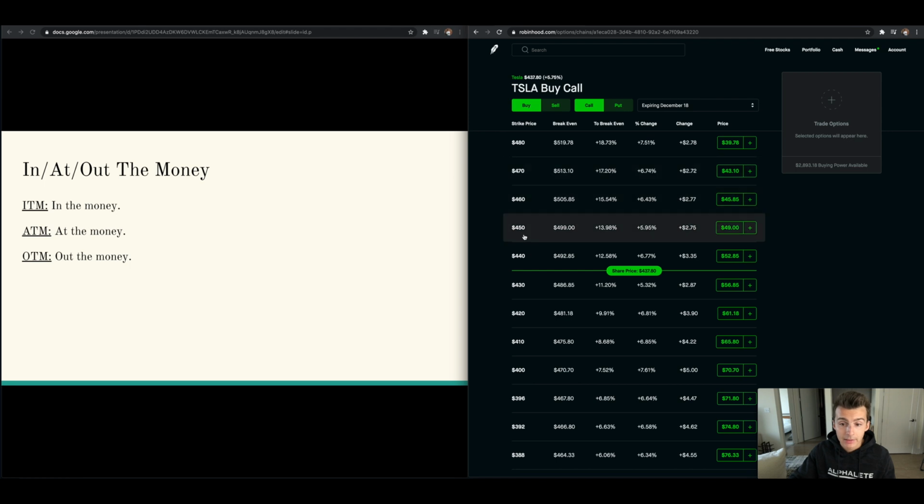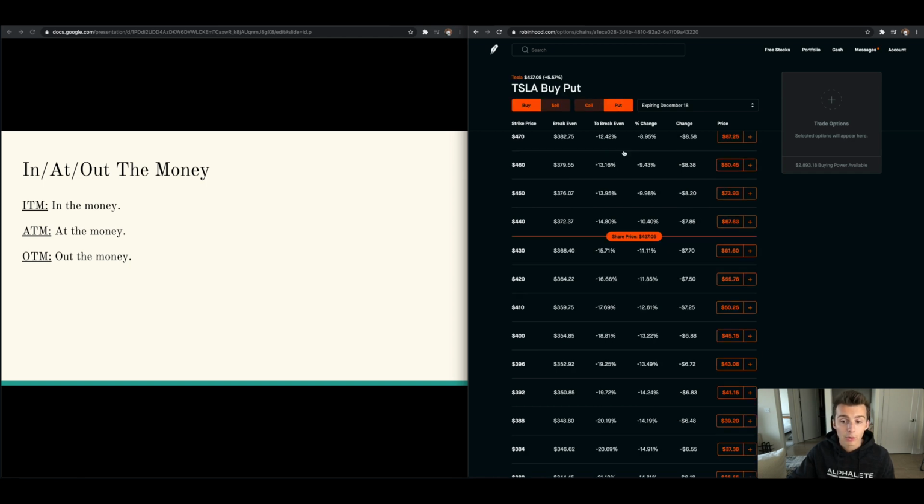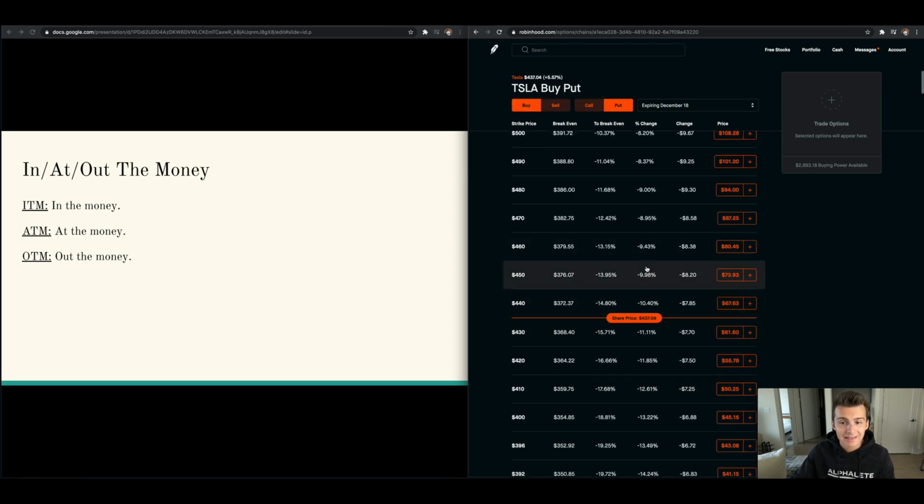So these are out of the money versus in the money when it comes to calls. Now for puts, it's different. So click buy, put. Now we're looking at the same kind of thing here, except it's the opposite. It's just the reverse. If you're buying a put, you want Tesla's price to be below your strike price. That is going to make you more money.